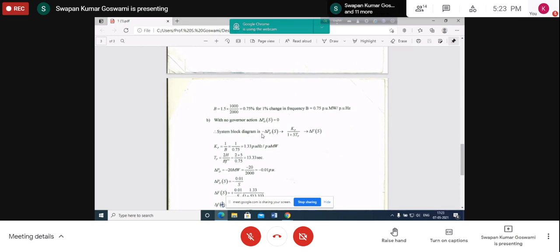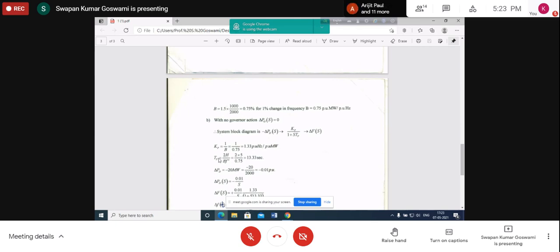Now you can draw the system block diagram, Kp by 1 plus sTp. You can simply put the values and draw the block diagram. What is Kp? Kp is 1 upon B. B we have already calculated, it is 0.75 per unit megawatt per unit hertz. So Kp is 1 upon 0.75, or it is 1.33 per unit hertz per unit megawatt.